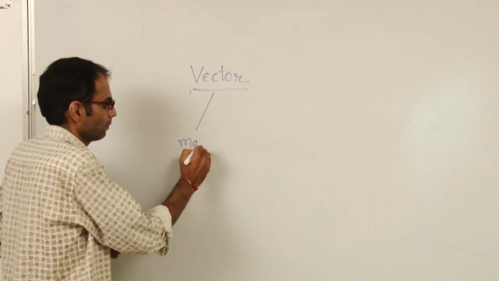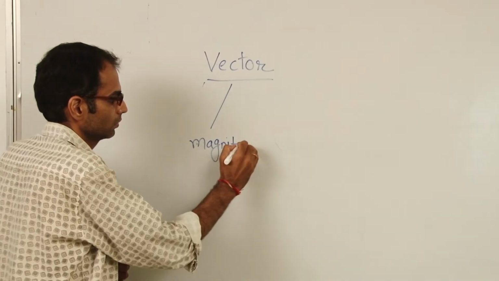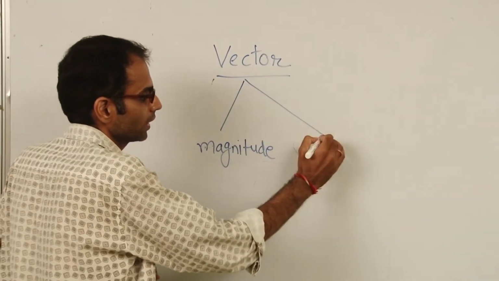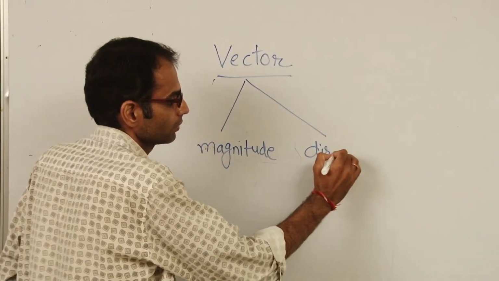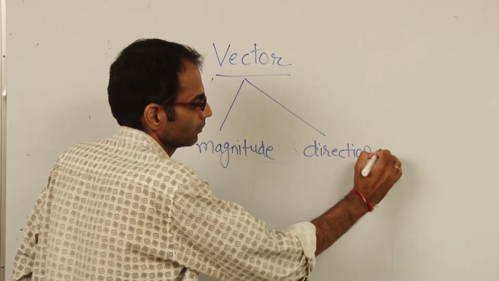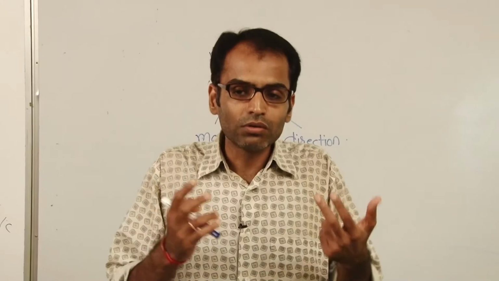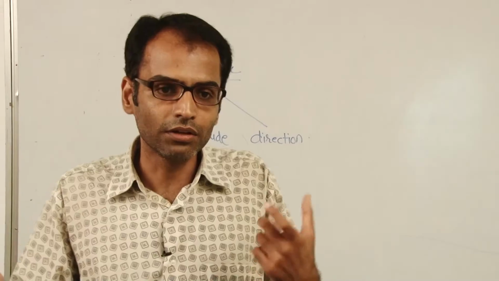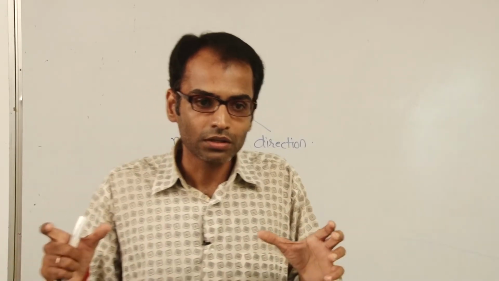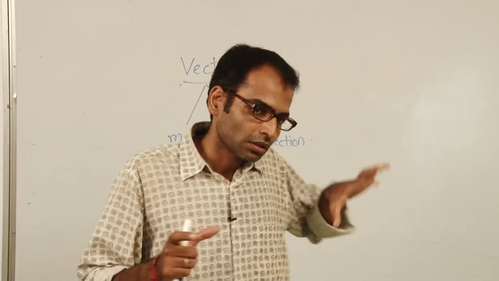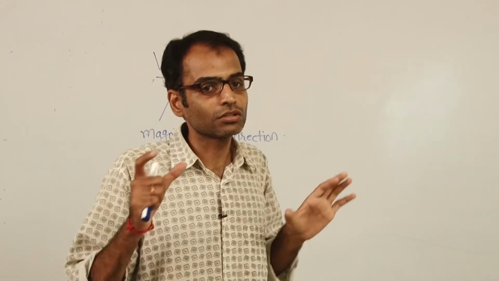First is magnitude and second is direction. I would like to have a game in which you will be just focusing on the aspect of vector geometry.